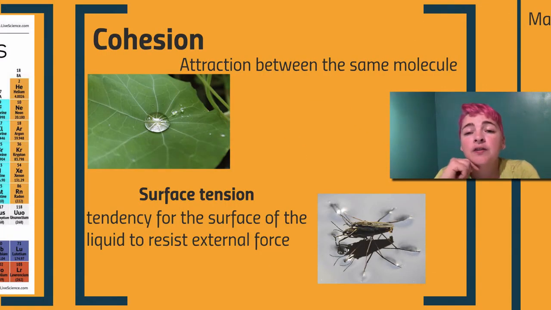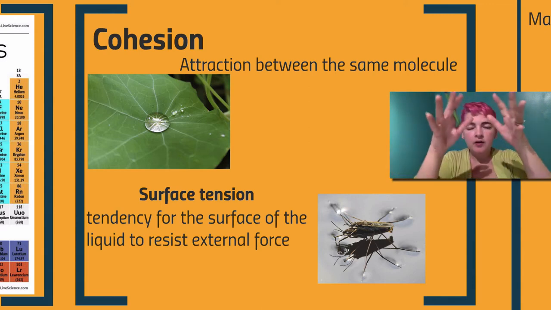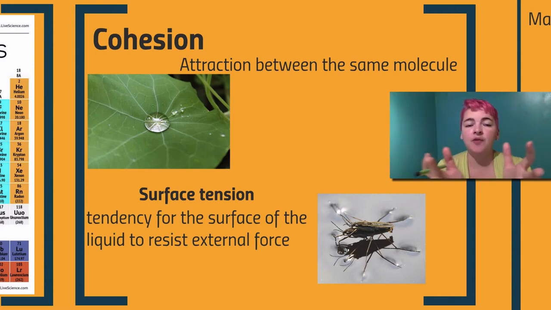First is cohesion. Cohesion is an attraction between the same molecule. Looking at this droplet of water, it forms a nice droplet. It doesn't spread out. The cohesion, or the stickiness of the water, is keeping the water close together and within that droplet. And it also creates surface tension.